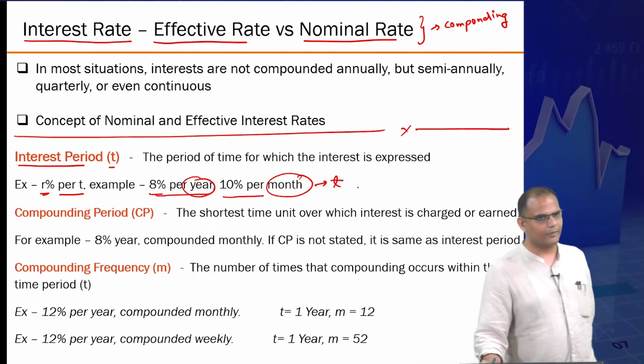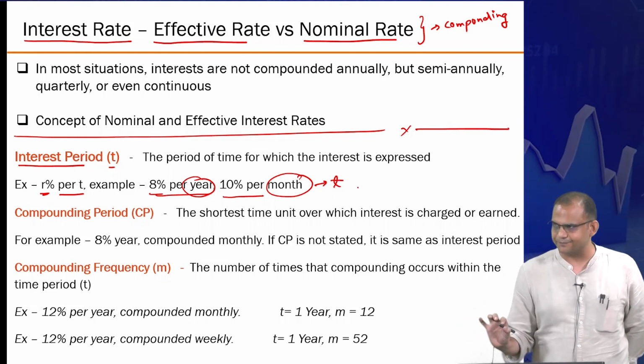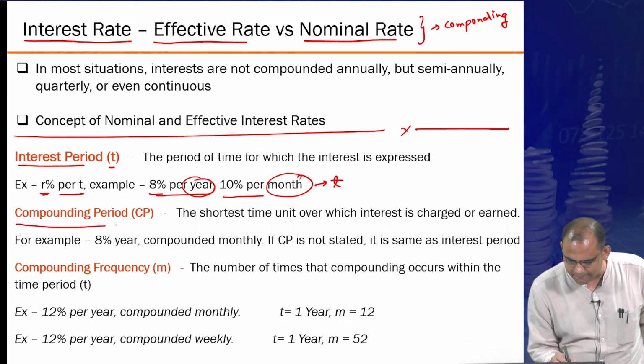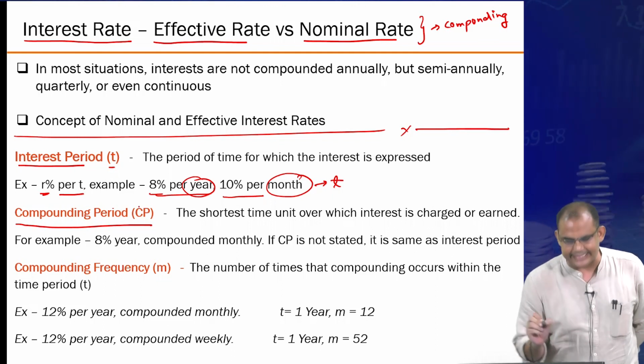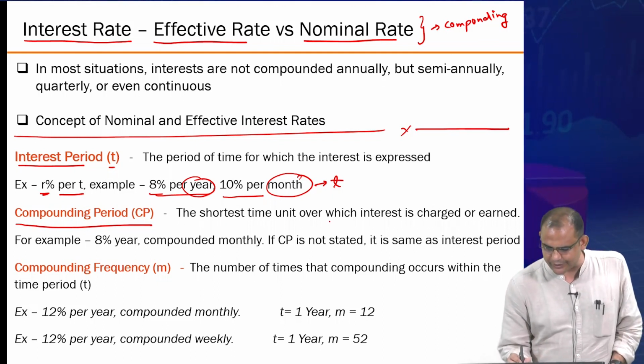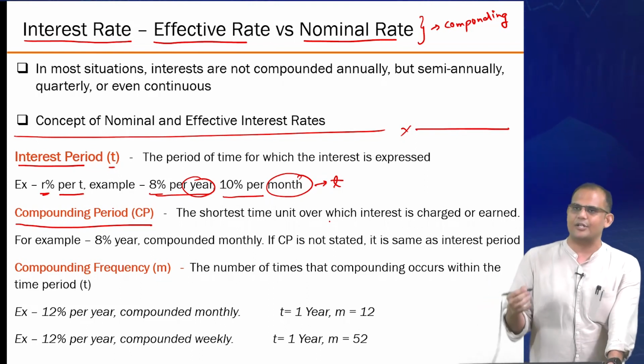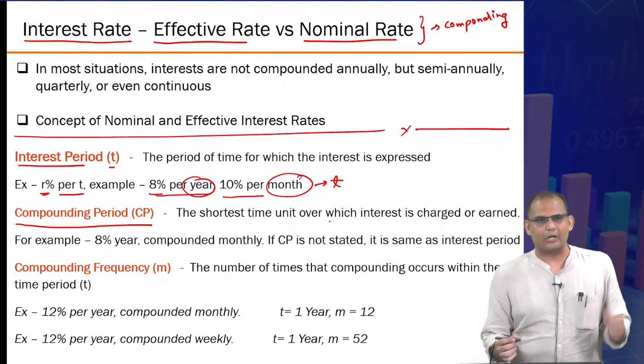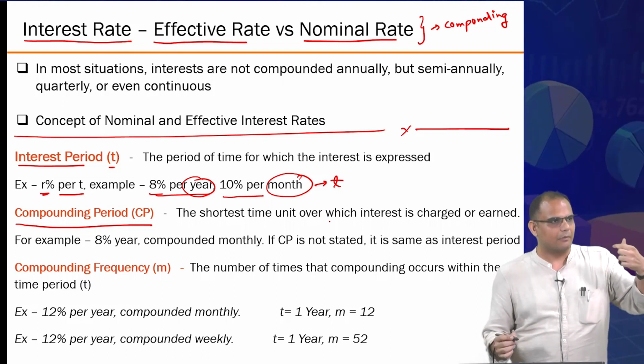Okay? So far, fine. Then there's something called the compounding period, which is called CP. This is basically the shortest time unit over which the interest is charged or earned. So compounding, for example, can happen much more quickly.